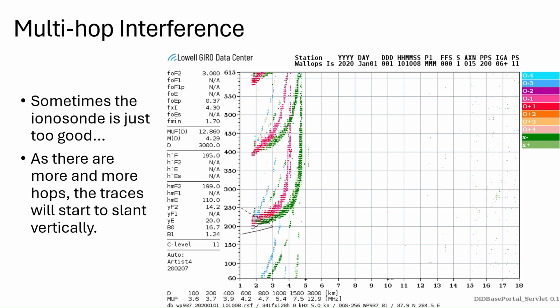And if you have enough SNR, if your ionosonde is really good, or if the bandwidth, the pulse length that you're allowing, isn't sufficiently long, you can end up aliasing back your multi-hops into your earlier ranges. And this can actually happen a couple times, especially with Wallops, who has great SNR.